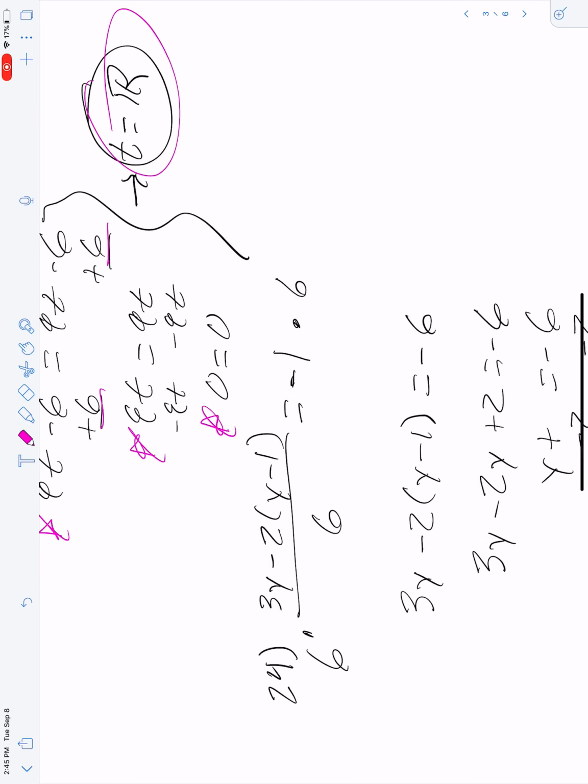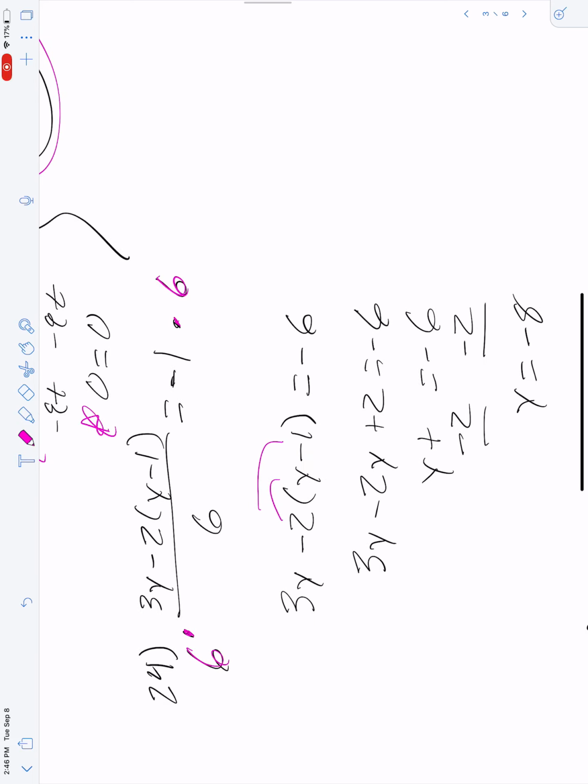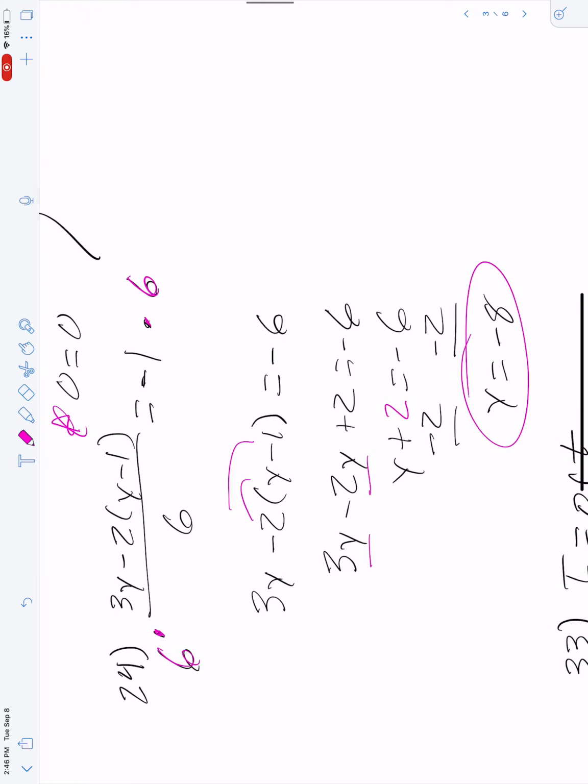All right, for number 24, I want to clear my fraction to begin my problem. So I'm going to multiply both sides by 6. Then I'm going to distribute the negative 2. If you did that in one step, that's fine, just trying to be clear. Once I've distributed, I can see that I've got two like terms, my 3y minus 2y. Somehow I lost a 2 there. From there, I'm going to start trying to isolate my variable, so I'll subtract 2 from both sides, and I get y equals negative 8.